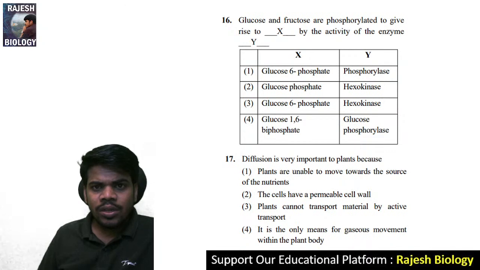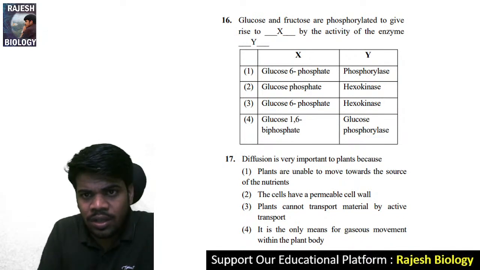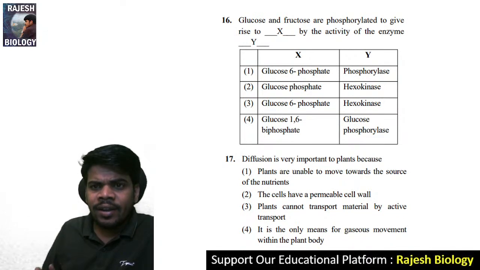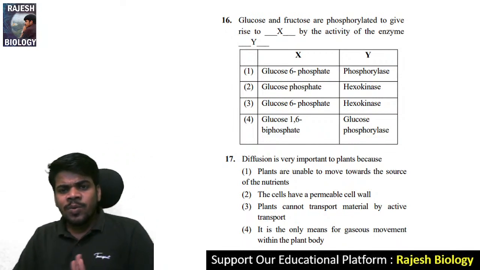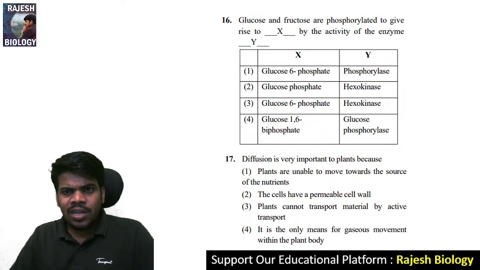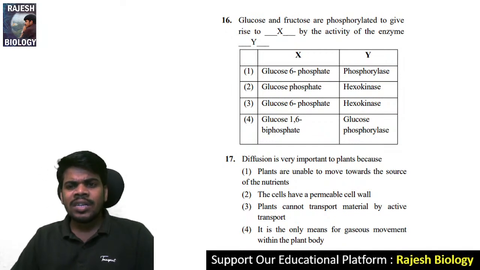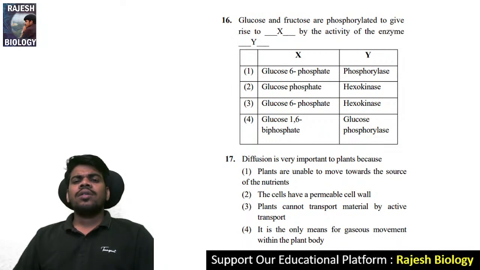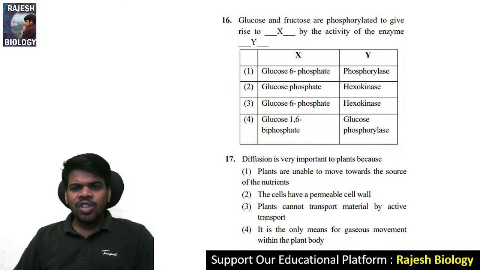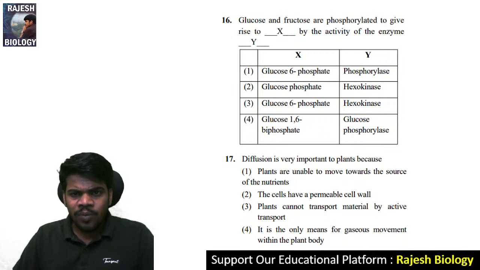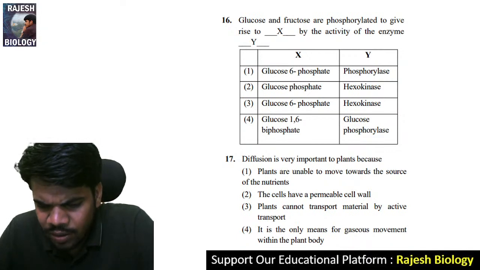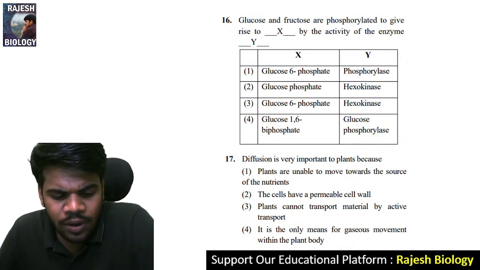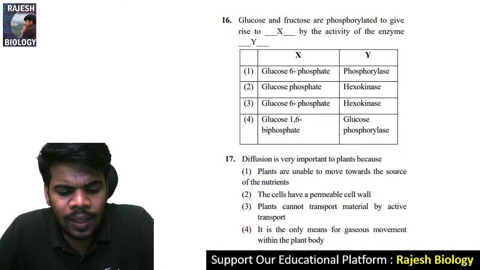Answer the 16th question. Glucose and fructose are phosphorylated to give rise to what? If glucose is phosphorylated, what is the resultant product? And if fructose is phosphorylated, what is the resultant product? By the activity of the enzyme, which enzyme helps to form that? Both glucose and fructose give the same type of product by phosphorylation, and that enzymatic activity is controlled by which enzyme?